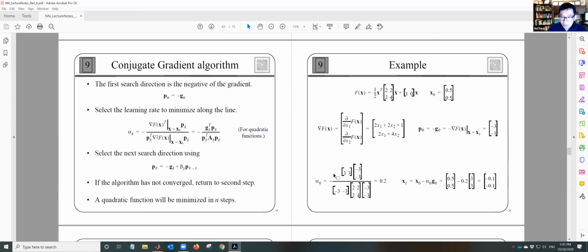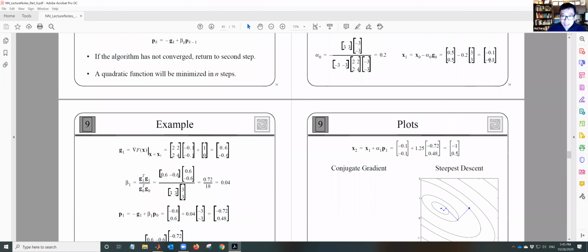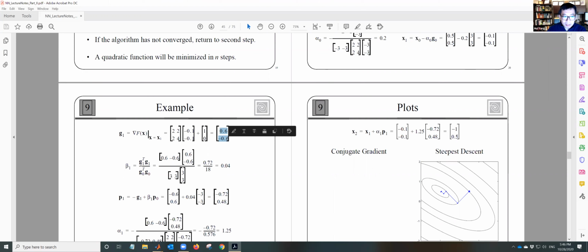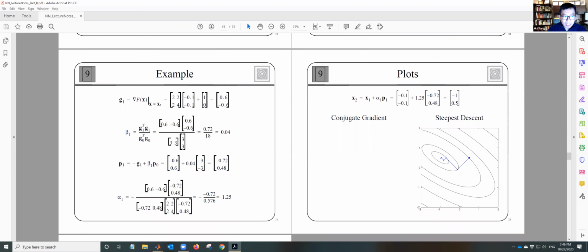Minus 0.1, minus 0.1. Once we got the minus 0.1, minus 0.1, we got the new gradient, g1. This is the new gradient. Then based on the new gradient, I find the beta. Beta is the ratio of the current gradient and the previous gradient, and you get 0.04. Now p1, the new search direction, is minus g1 plus a correction.